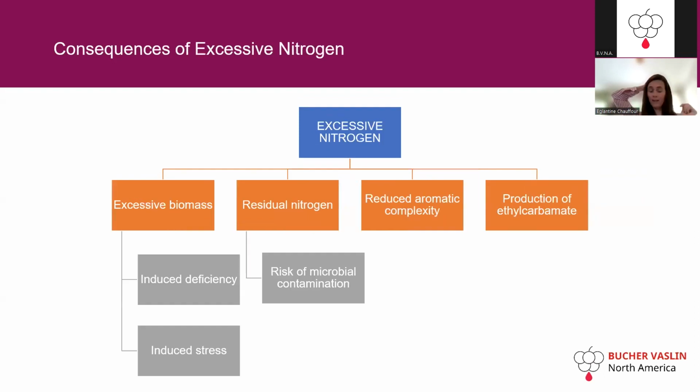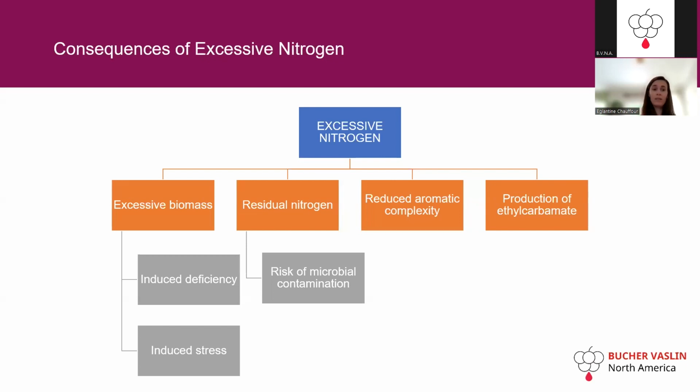Then what happens if you have excessive nitrogen? Here I talk about nitrogen. It could happen that you have a very, very high YAN. In this case, usually the reaction is, okay, I have very high YAN, I don't need anything, the yeast already has everything she needs, which is actually not true. First, because the yeast can lack other nutrients, so it's always important to balance the diet of the yeast. But also, excessive nitrogen usually results in excessive biomass. Excessive biomass will induce deficiency.